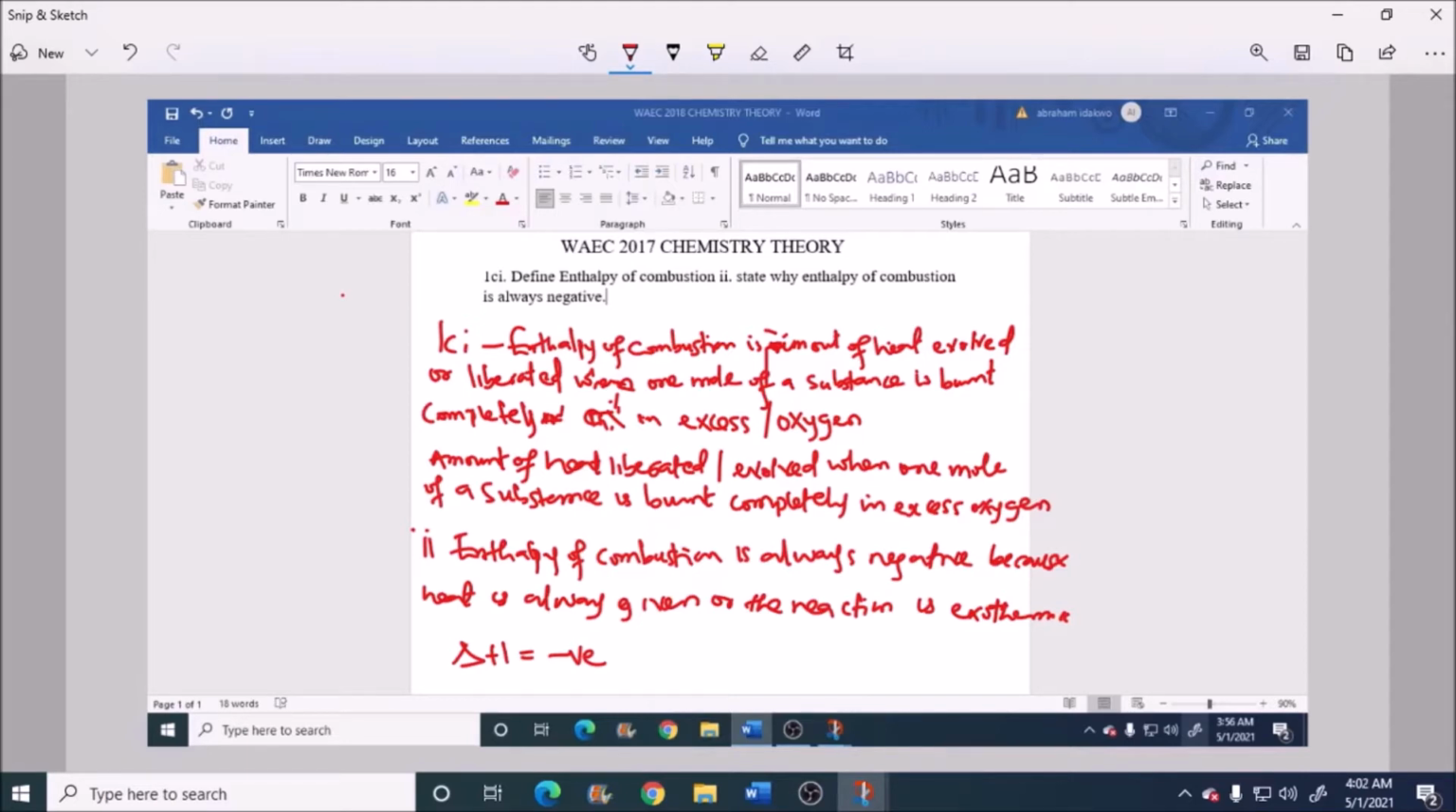Then the reaction is also an exothermic reaction. Then we have our delta H for an exothermic reaction to be negative. So that is enthalpy of combustion. So we have answered question 1C Roman figure 1, that we have to define enthalpy of combustion. Then Roman figure 2, we have to state why enthalpy of combustion is always negative.